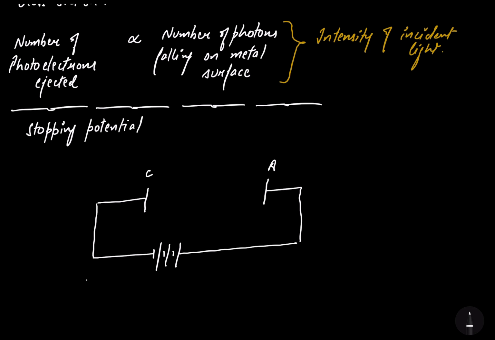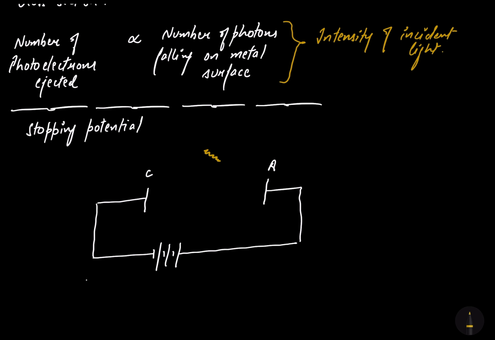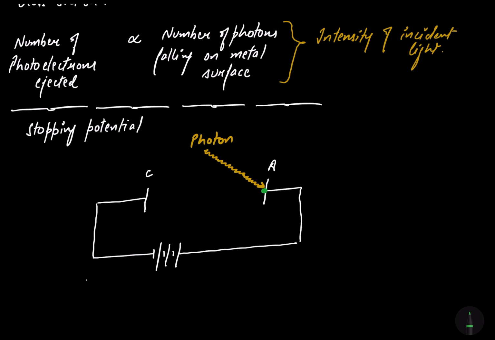Now, what will happen? The photon will be incident on this anode. The electron will be ejected out from this metal surface and will start traveling towards the cathode. Now, what we have done? We have just joined the battery in the reverse direction to the flow of photoelectron.